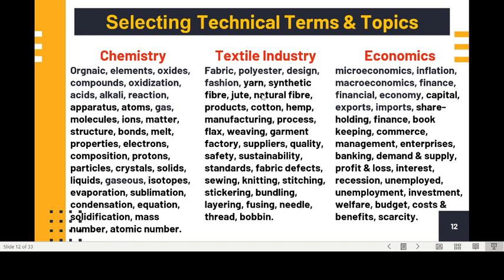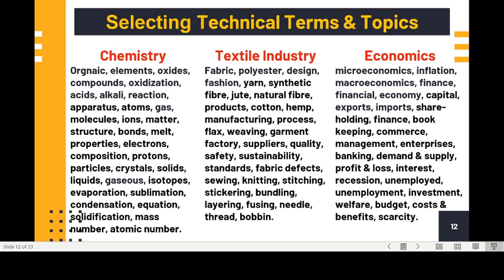Also, I selected words from the textile industry terminology, like fabric, polyester, design, fashion, yarn, synthetic, fiber, jute, natural fiber products, cotton, hemp, manufacturing, process, flax. You see, process, you will find it in all the fields, and it can mean different things. Flax, weaving, garment, factory, supplies, quality, safety, sustainability, and so on.